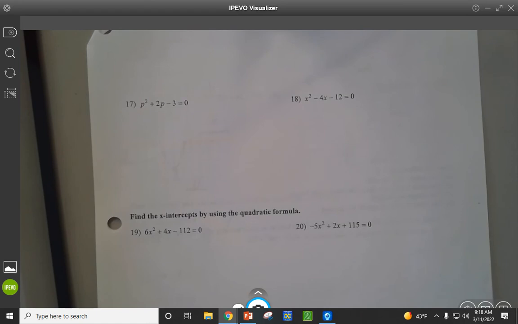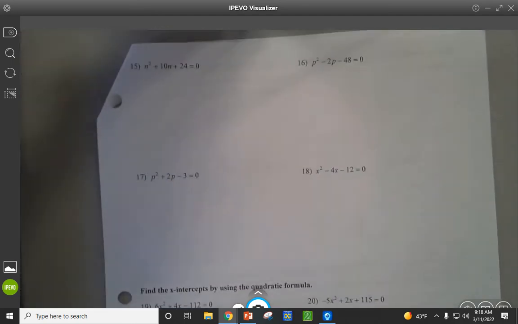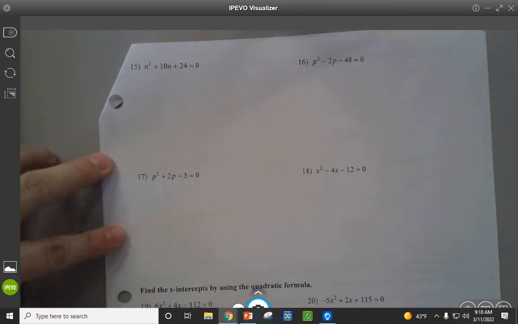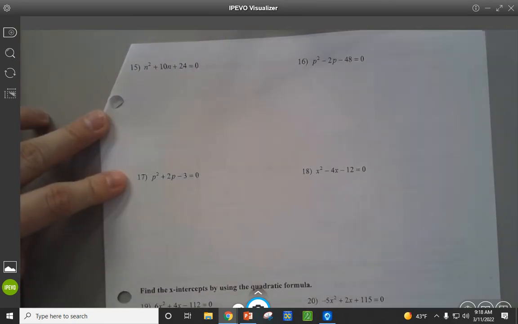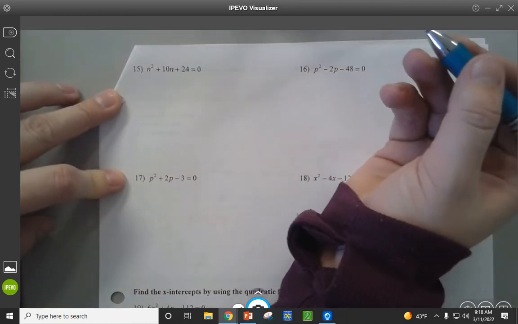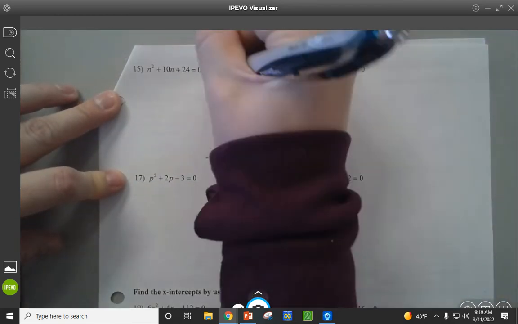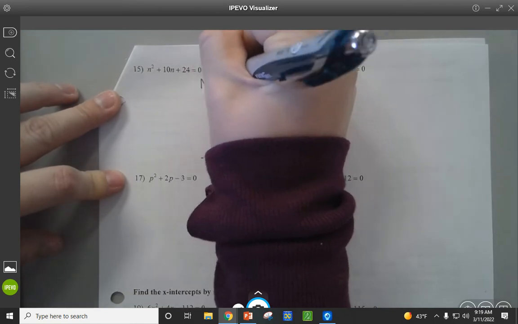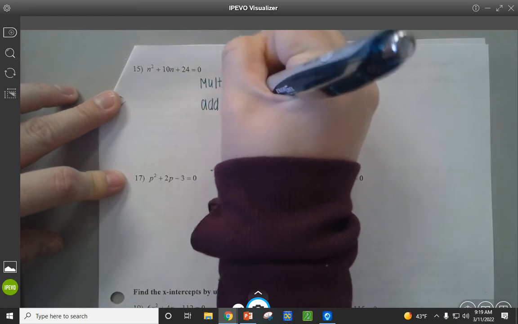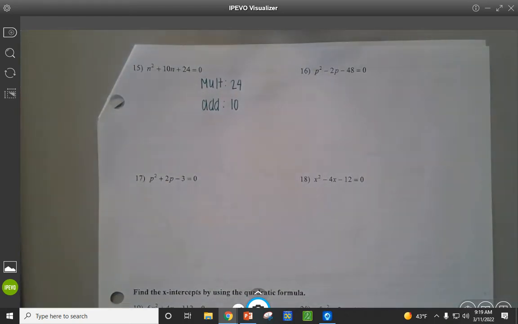So these are not already factored. So wind your brain back. When we did factoring, we looked for two numbers. Y'all remember? Two numbers that multiply to be 10 and add to be 10. So you come up with those numbers.